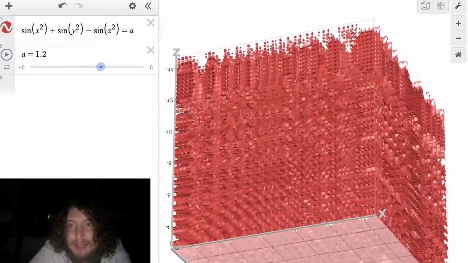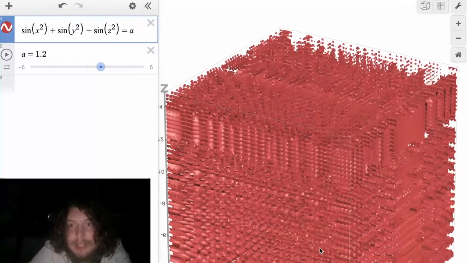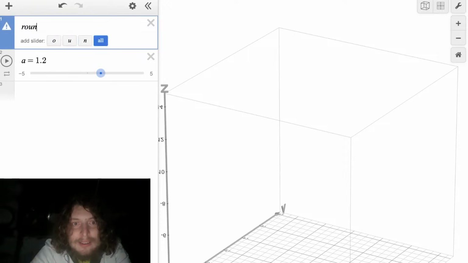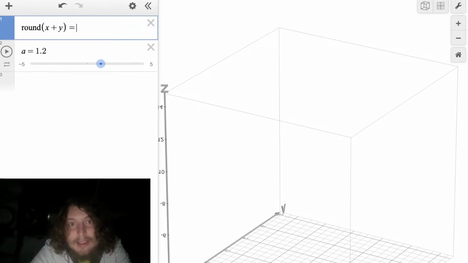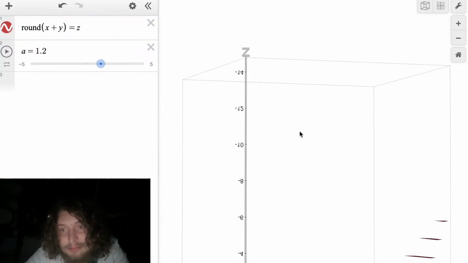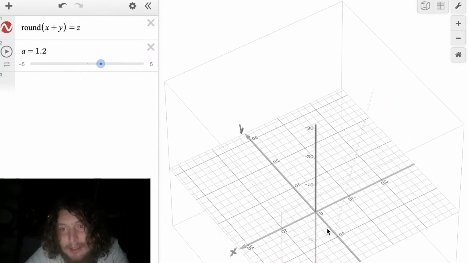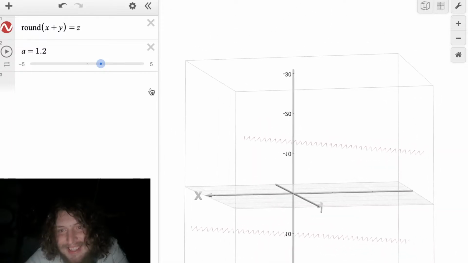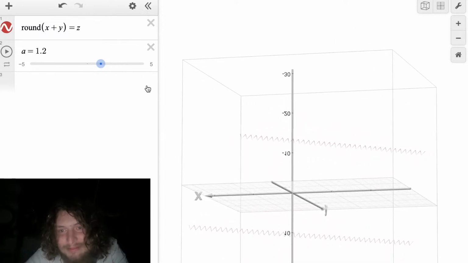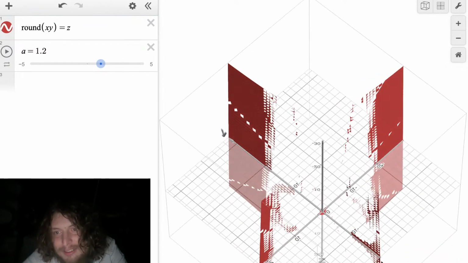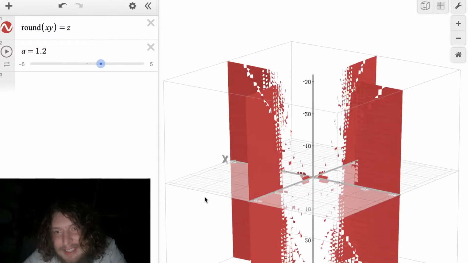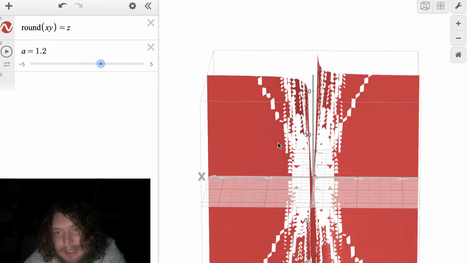Okay. Now, anyways, what we were mostly looking at was rounding. So let's see some simple things to start. What does it look like if I have rounded x plus y equals z? How do I get back to centered? Okay. Rounded x plus y equals z. We see these two little zigzags flying through space only. So, what if I say rounded x times y is z? Well, now they're sort of in planes only, but they're doing interesting things. They're forming these walls with little gaps.